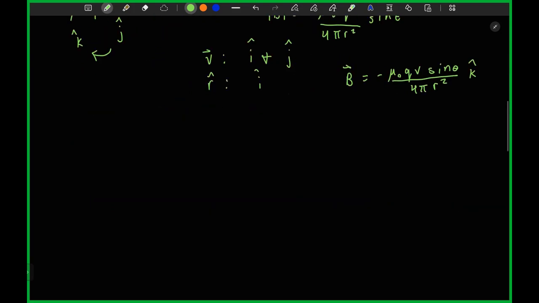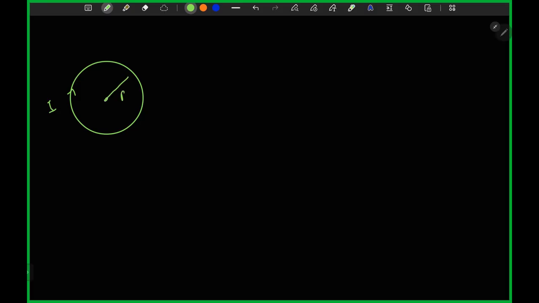And so let's consider the simplest possible case. This might not look simple, but we'll discover that it is in fact quite nice. So let's consider a wire, which is a circle carrying current I, and it's got radius r. And we're going to try to find the magnetic field at the center of the circle.